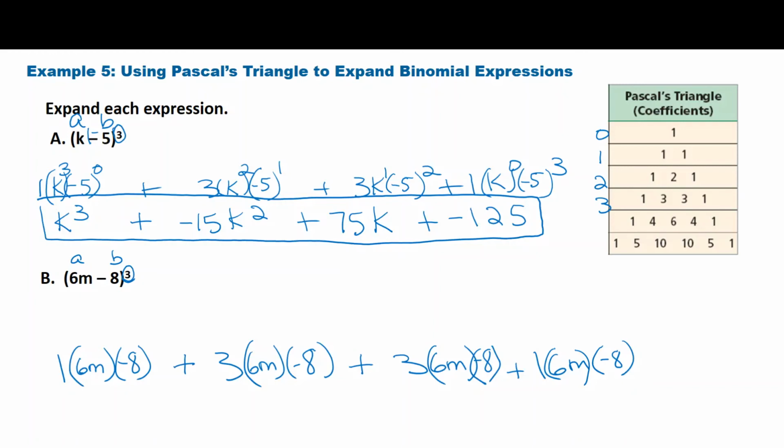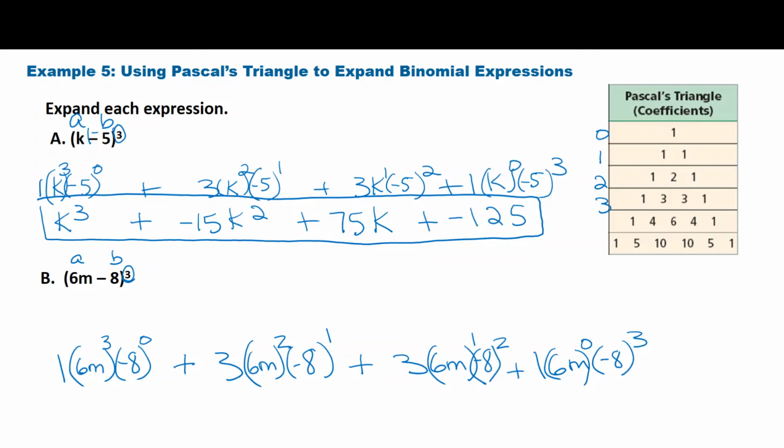Now remember, our a's are going to start out with 3, so we're going to do that to the third power, second power, first power, 0 power. And our b's start at 0, and they go up 1, 2, and 3. Now we're almost finished. Now we just have to simplify everything.